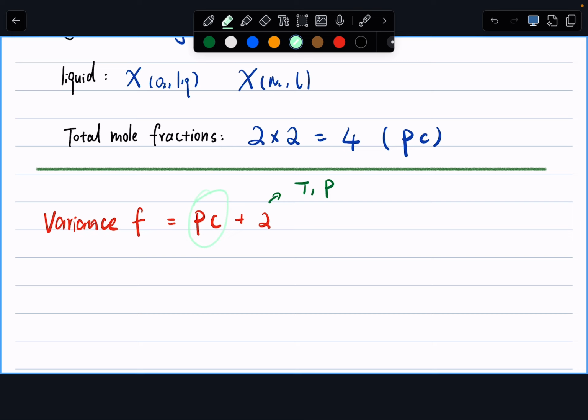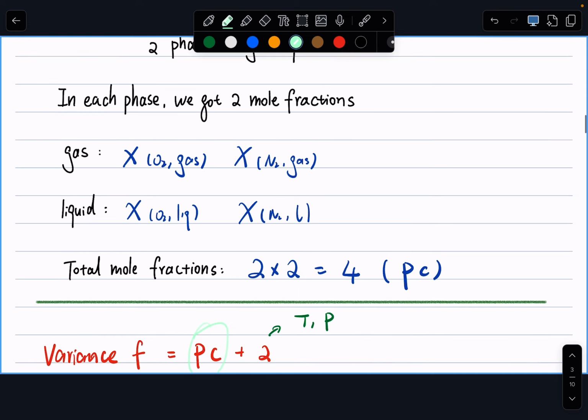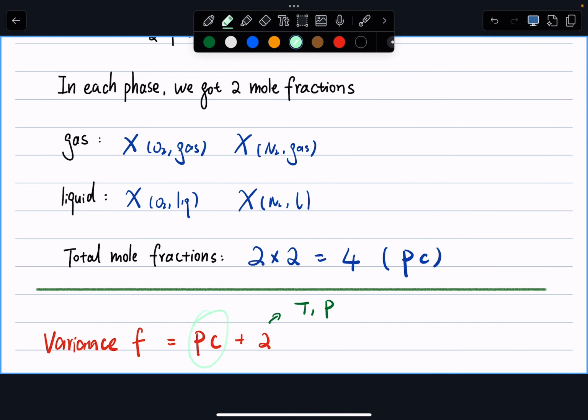And considering that, let's think about two different relations that can decrease the degree of freedom from my PC plus 2. So there are two relations that we need to consider. Anyone want to take a guess? What are we missing here? Right. So first of all, I'll get started.